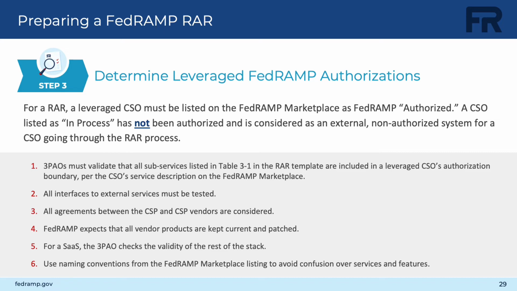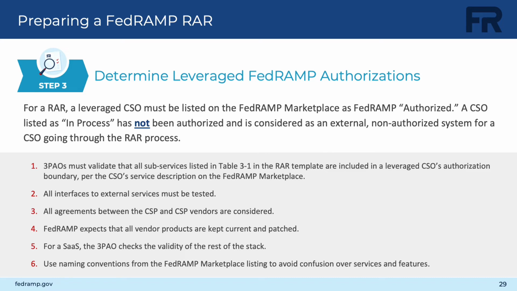Third, the nature of agreement can be any type of agreement between the CSP and the CSP vendor who supports products. For example, EULA, SLA, app license agreement, and/or contract. Fourth, FedRAMP expects that all vendor products are kept current and patched. Fifth, a 3PAO should ensure that if they are assessing a SaaS, that subscriptions to underlying services are documented accurately, such as government community cloud versus commercial cloud or hybrid, or FedRAMP authorized versus not FedRAMP authorized.